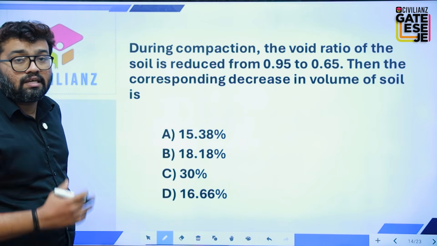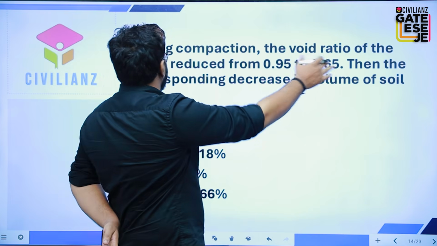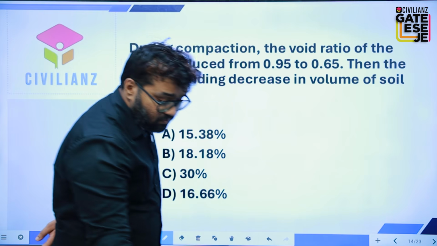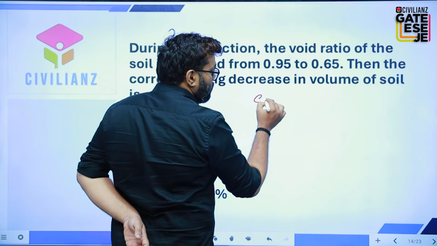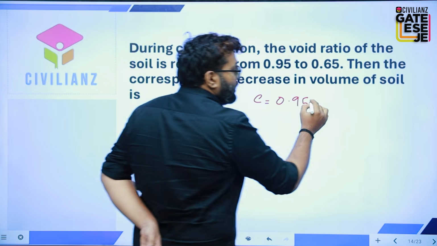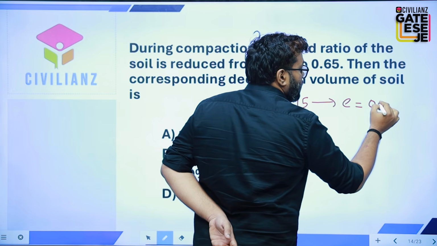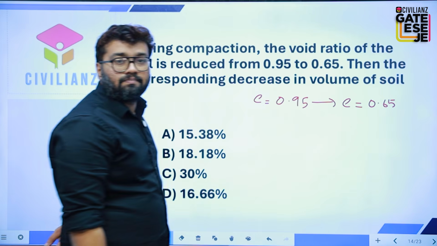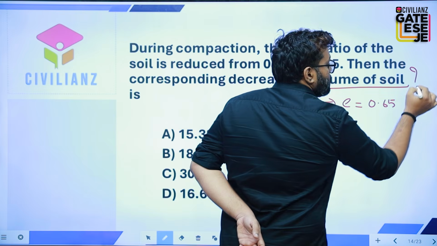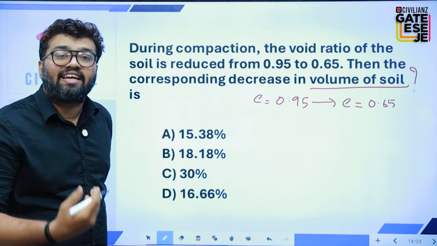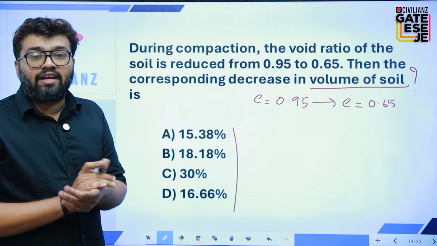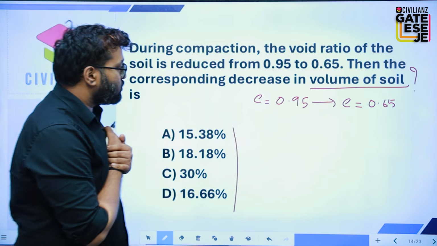During the compaction process, the void ratio of the soil is reduced from 0.95 to 0.65. So the initial void ratio was 0.95. It is compacted and the void ratio has changed to 0.65. Then the question is what is the corresponding decrease in volume of solids, given as a percentage. So we want to find the percentage decrease in volume of solids.